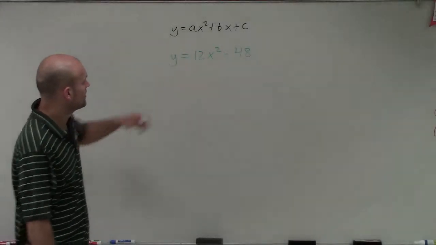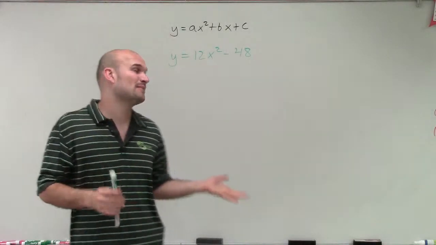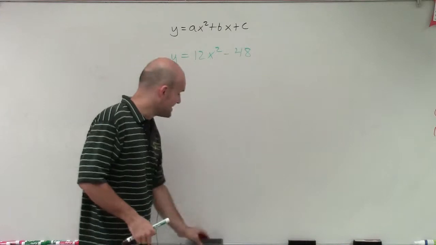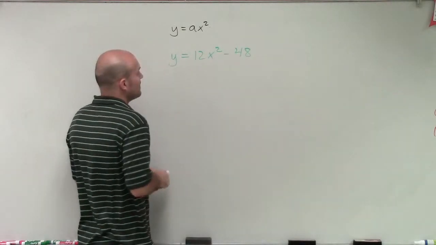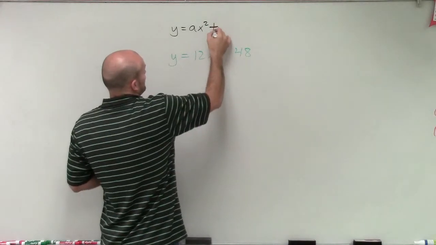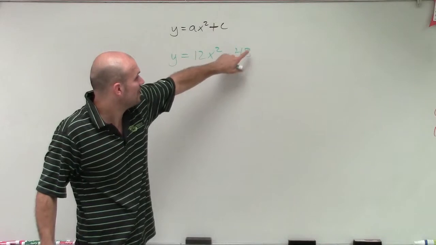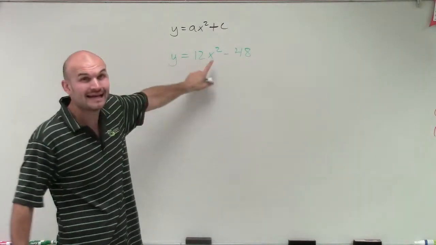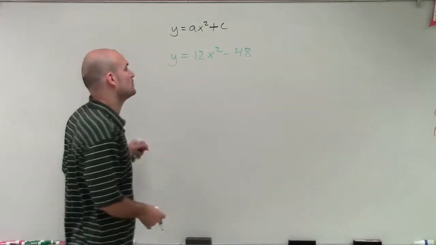Welcome. So what we have now is y equals 12x squared minus 48. And I told you when we have an equation that's not in this form, but in ax squared plus c form, we always want to look for the difference of two squares. But to look for the difference of two squares, this has to be a square number, and my a, if I do have an a, has to be a square number as well. So this right now is not a difference of two squares.